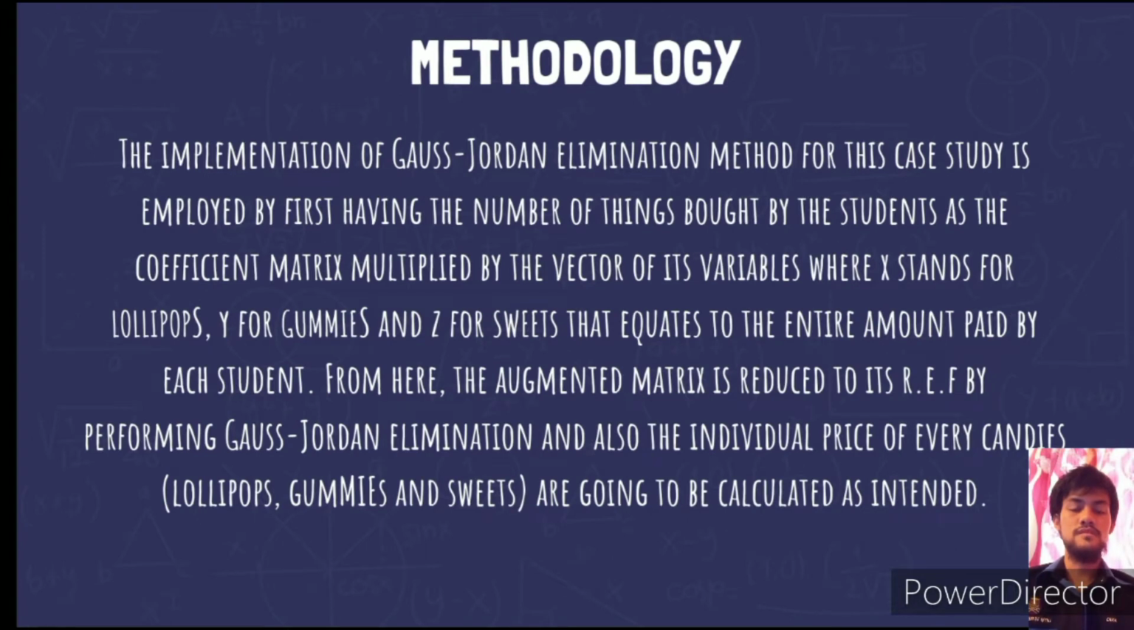and Z for sweets, that equates to the entire amount paid by each student. From here, the augmented matrix is reduced to its reduced row echelon form by performing Gauss-Jordan elimination, and the individual price of every candy is calculated as intended.